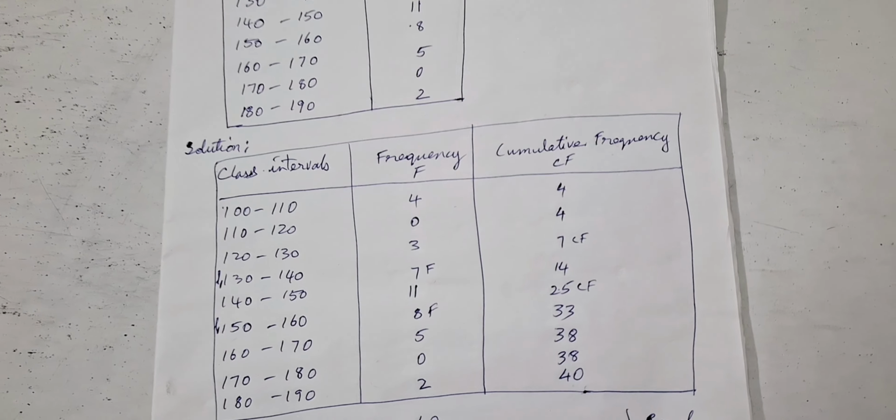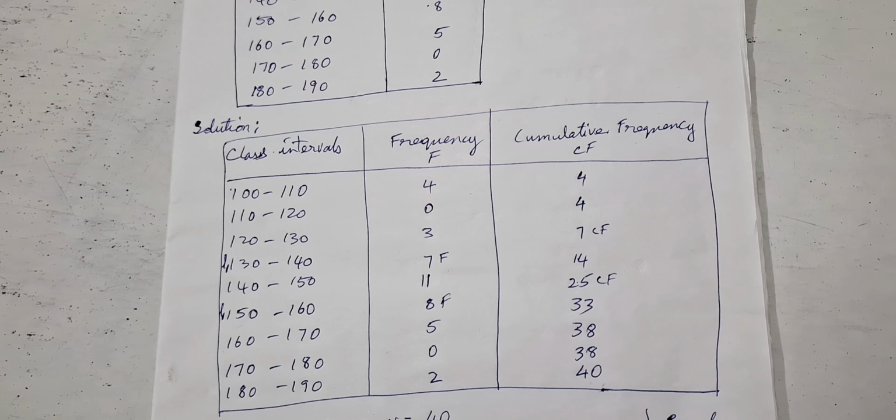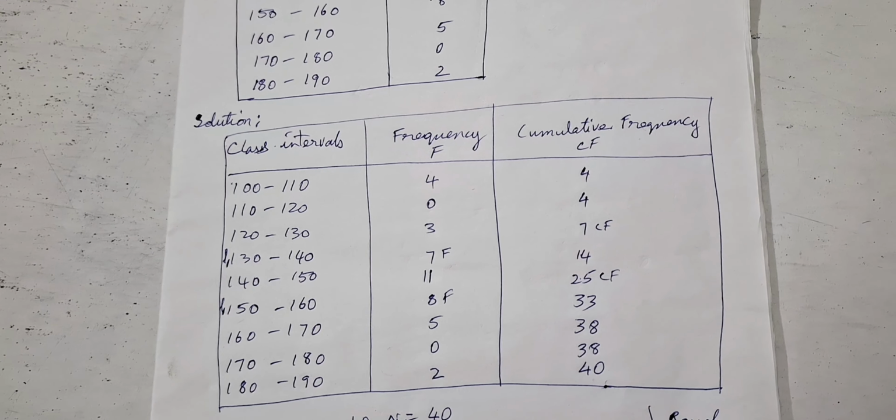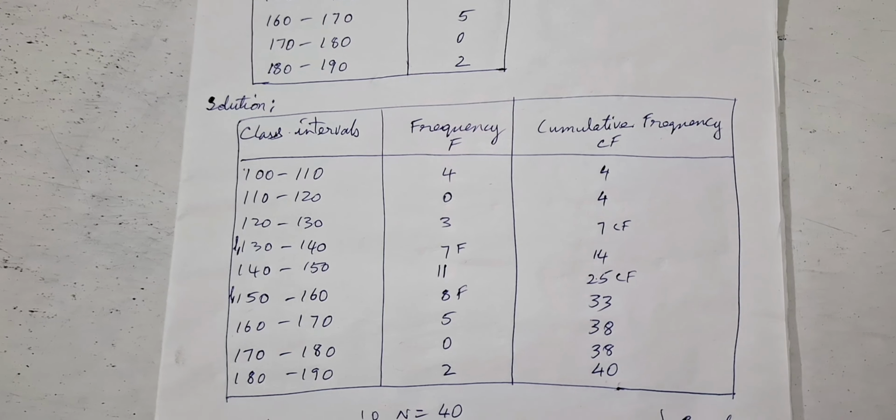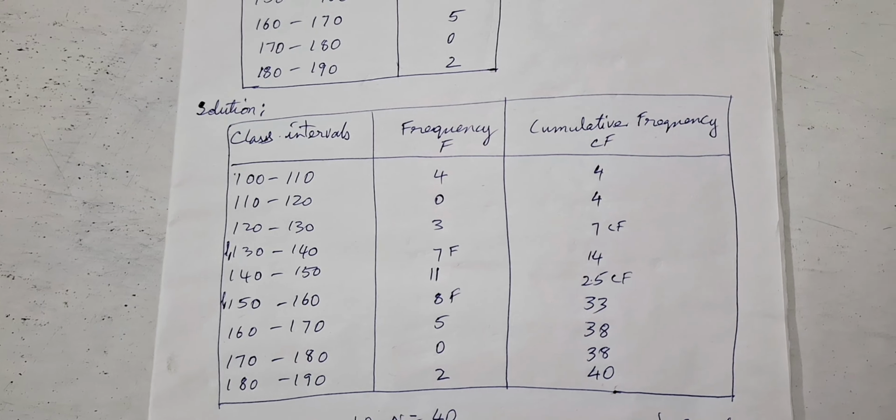But the third column, we need to write down cumulative frequency CF. We need to calculate and write this. So in the first step, from the frequency, we will just write in the cumulative frequency also 4. But from next step, we need to add up the numbers. So 4 from the cumulative frequency CF and 0 from frequency. If we add up, it is 4 itself. So we'll write 4 there.